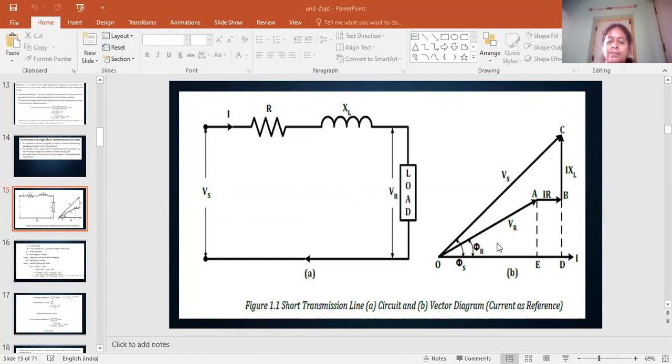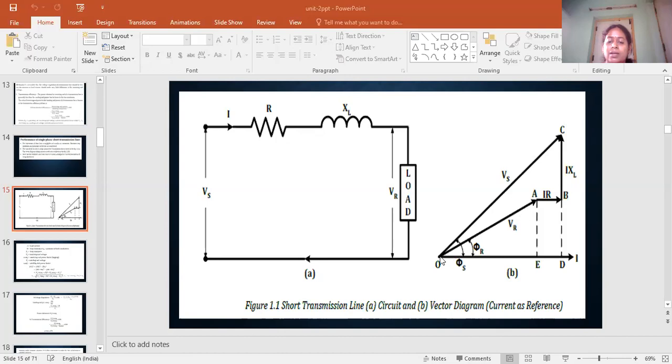In the vector diagram, we consider the current as the reference vector, the straight line, and Vr is at an angle of phi r, and Vs is at an angle of phi s. Phi r is the angle between Vr and I, and phi s is the angle between Vs and I. Here IR, the resistance drop, is in phase with the current, so it is parallel to the current line. And IXL is at an angle of 90 degrees, so it can be represented at a right angle, in the opposite direction.